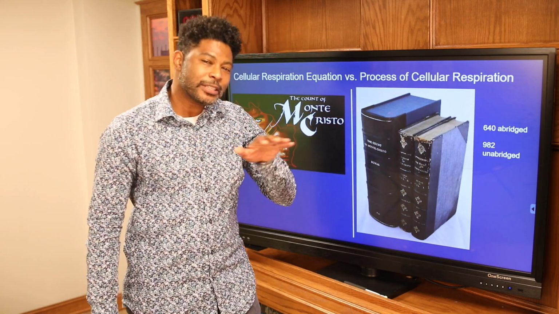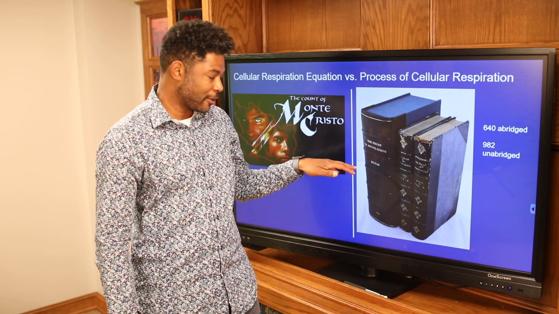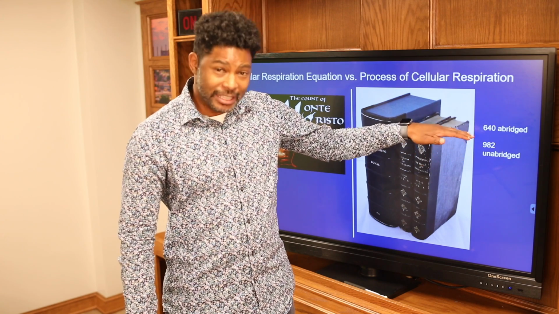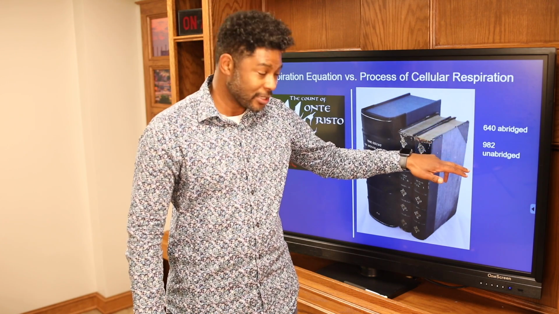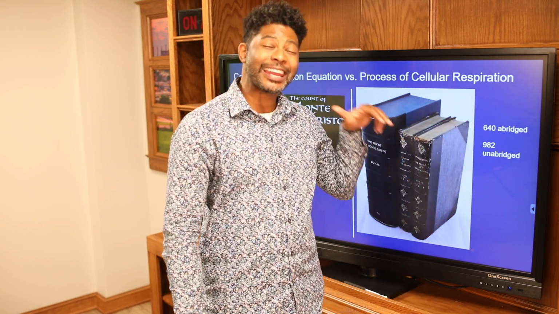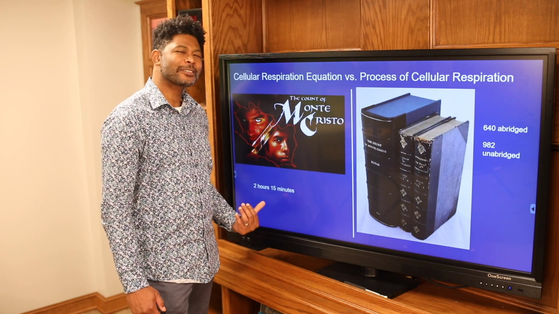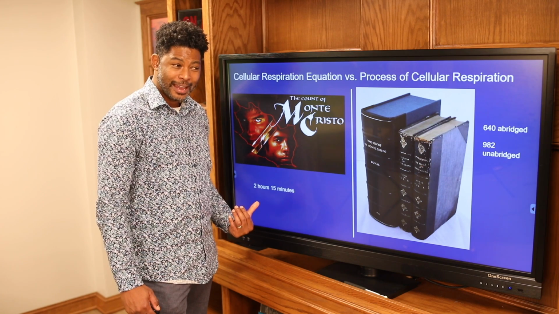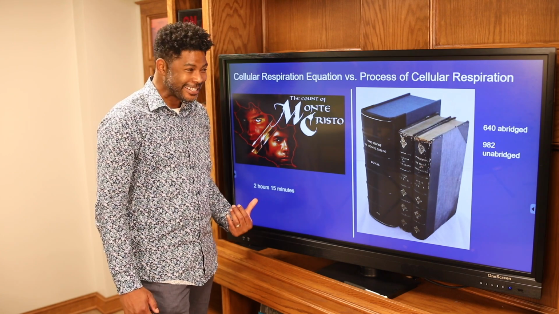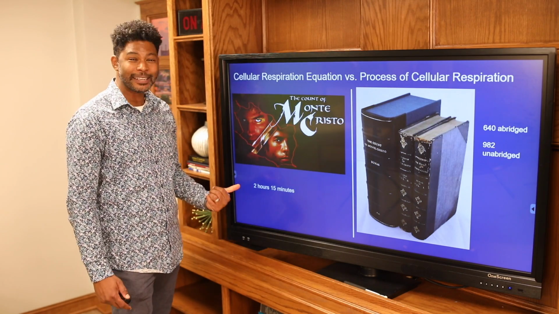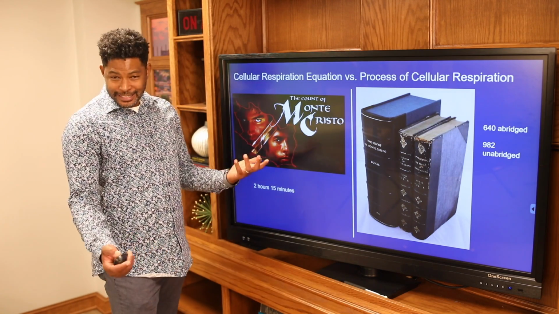If you get the unabridged version of The Count of Monte Cristo, it's 640 pages. That's the abridged. If you get the unabridged, it's 982 pages. The movie is only 2 hours and 15 minutes. And the bad part about it is, there's so much in the book that they couldn't possibly put it in the movie. Same kind of deal.